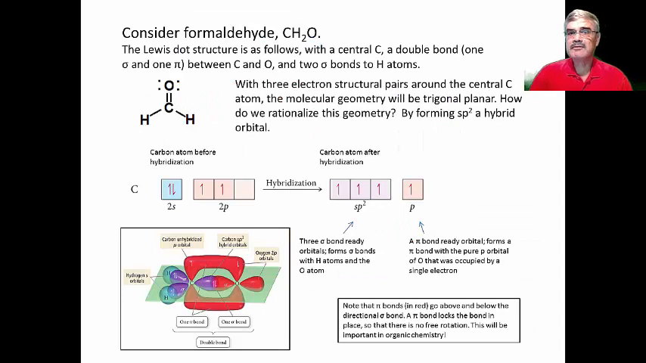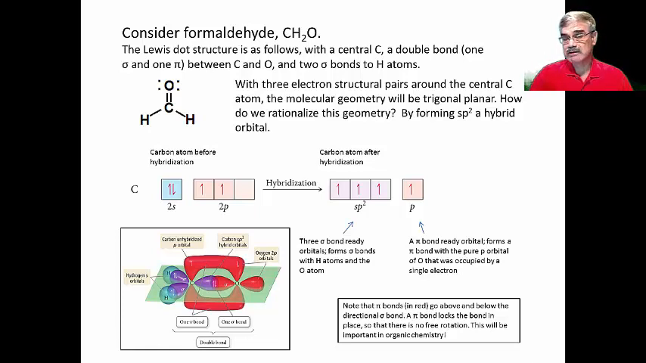So let's consider formaldehyde. The Lewis dot structure of formaldehyde is shown. The central carbon atom has 3 electron pairs, 3 sigma bonds. We don't count the pi bonds, remember, when we're counting electron pairs. So its basic geometry must be trigonal planar. Now, what hybrid orbital set do we need in order to produce a trigonal planar geometry? From that previous table, it was sp2.